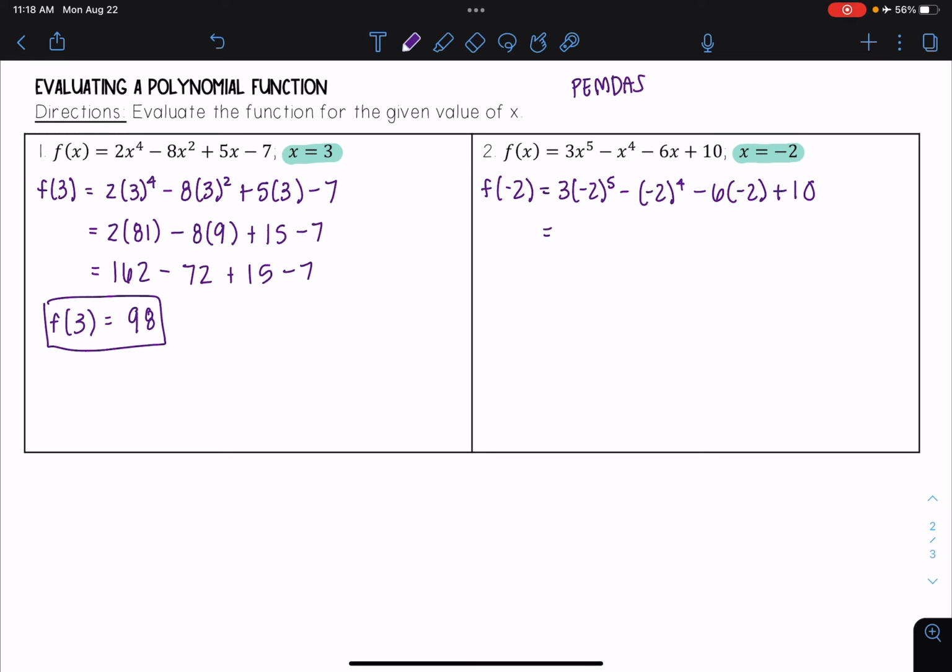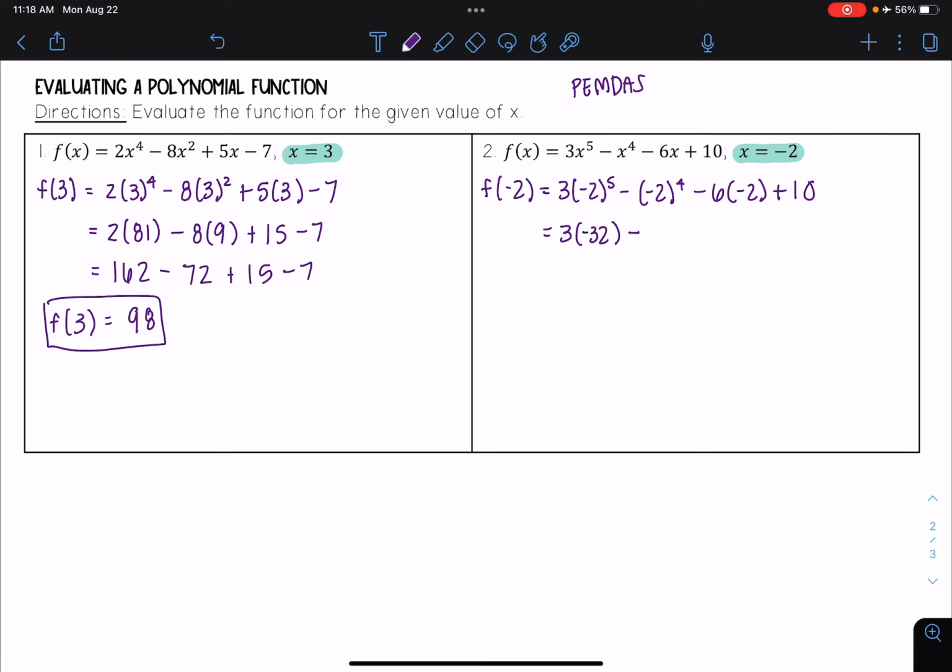Okay, now with negatives, when we're doing exponents, we need to be really careful. Here I have parentheses around my negative 2, so when you're putting this in your calculator, you have to have parentheses around that negative 2. Otherwise, you may get a wrong sign. Now when I do 3, and then I do negative 2 to the fifth power, that's negative 2 multiplied by itself 5 times, and I get negative 32.